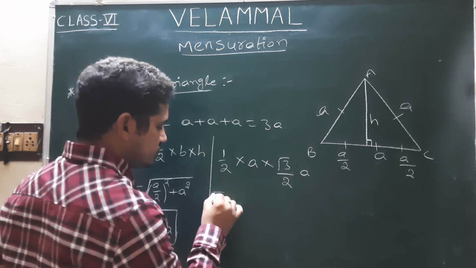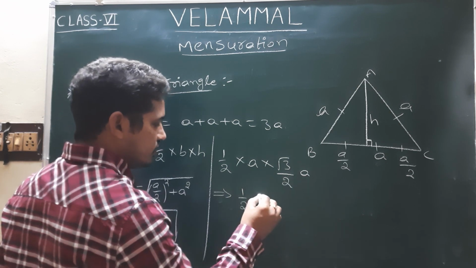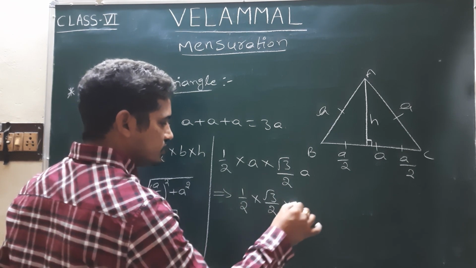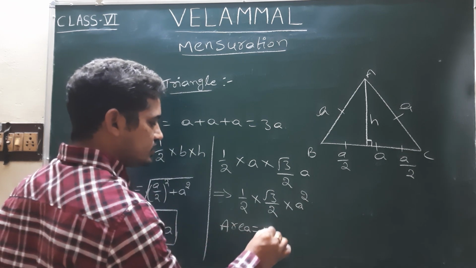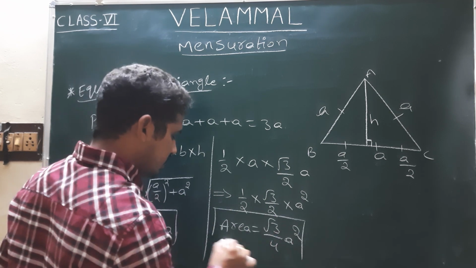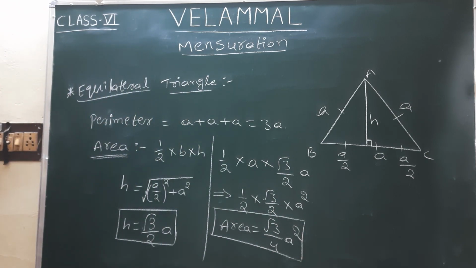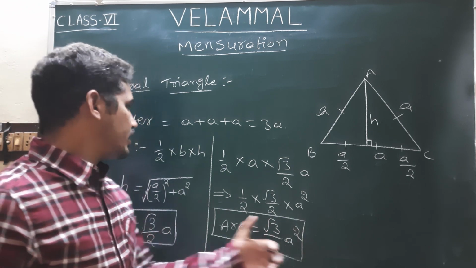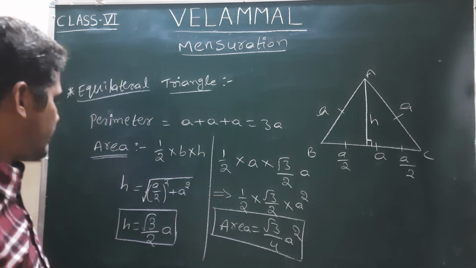Now if you observe this, half into A into root 3 by 2 into A is A square. Now the area of the equilateral triangle we can say as root 3 by 4 A square. Okay. So we got the area as root 3 by 4 A square and the perimeter is equal to 3A. Okay. These formulas you need to remember for getting the answers.